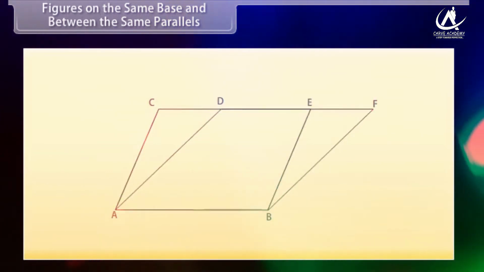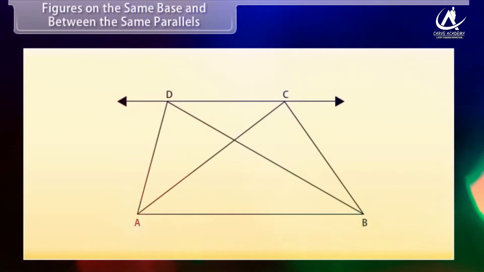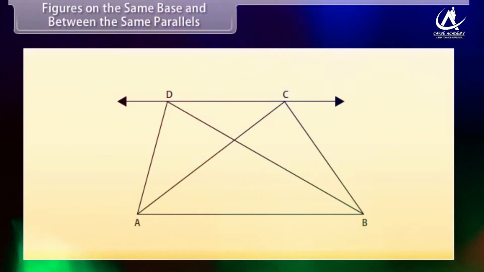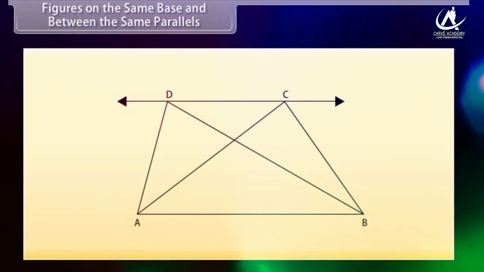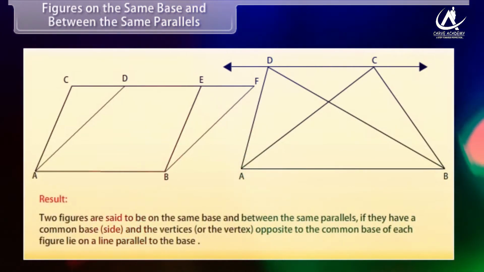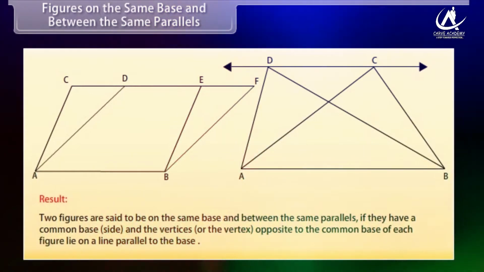Similarly, in this figure, the triangles ADB and ACB both lie on the same base AB and between the same parallels AB and DC. So we can say that 2 figures are said to be on the same base and between the same parallels if they have a common base side and the vertices or the vertex opposite to the common base of each figure lie on a line parallel to the base.